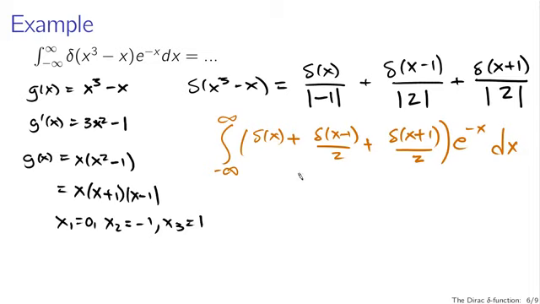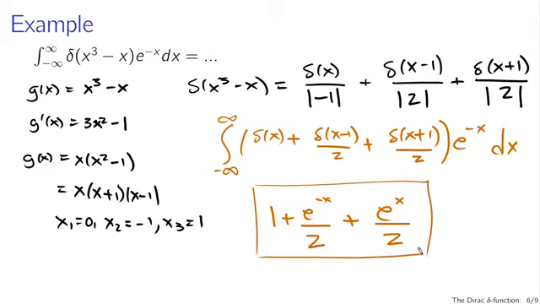So, evaluating e to the minus x at x equals 0, that's just 1. Evaluating e to the minus x at x equals plus 1, that's just e to the minus 1, so I'm adding e to the minus 1 over 2, from the over 2 here, plus, again, the value of e to the minus x at minus 1, which is just e over 2. That's our answer. We're done. No actual integration required.